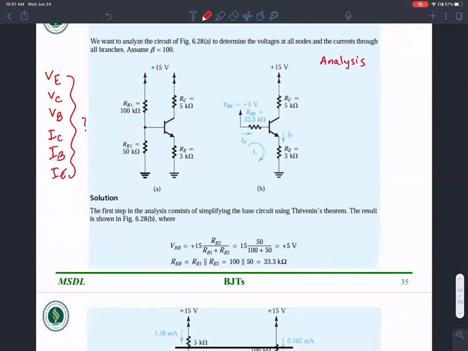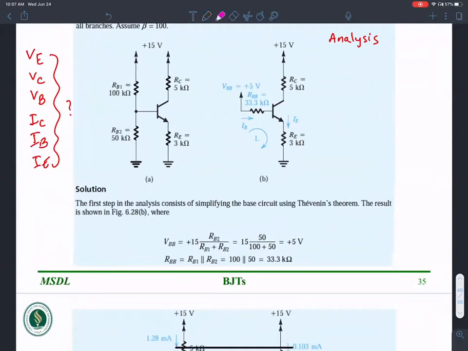The idea is simple. I want to look at this voltage division circuit and see if I can represent it using a Thevenin equivalent. The Thevenin voltage simply is the voltage division, RB2 over the sum of these two, times 5 volts. RBB, the equivalent resistance that can replace the parallel combination, is RB1 in parallel with RB2. So the V Thevenin is this guy, and the R Thevenin is this guy.